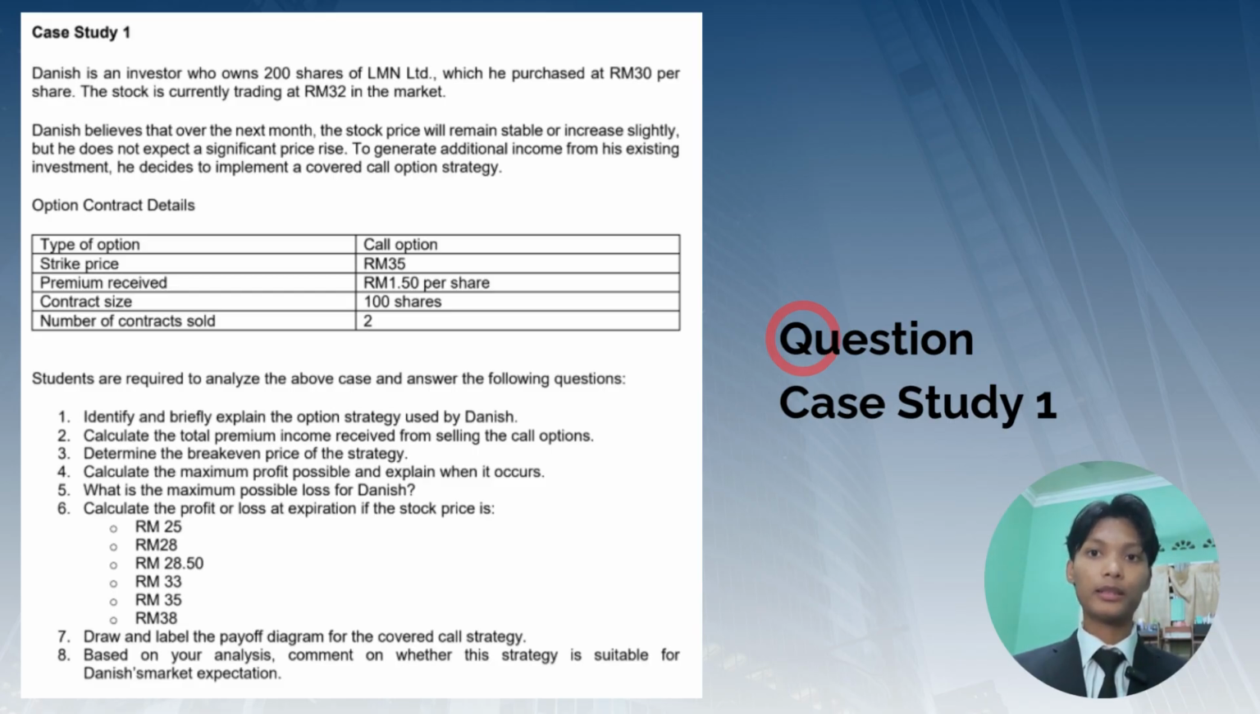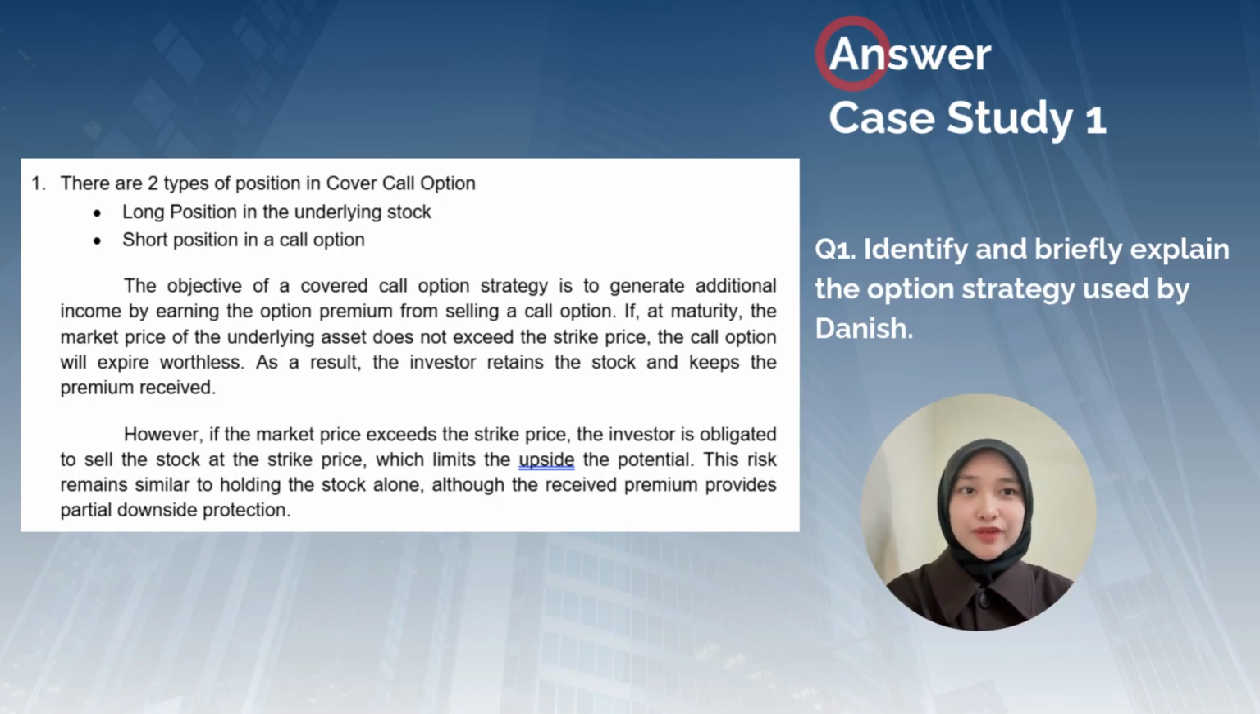Option contract details: type of option is call option. Strike price is 35 ringgit. Premium received is 1 ringgit 50 cents per share. Contract size is 100 shares. Number of contracts sold is 2. Let's take a look at case study 1, question 1. Identify and briefly explain the option strategy used by Danish.